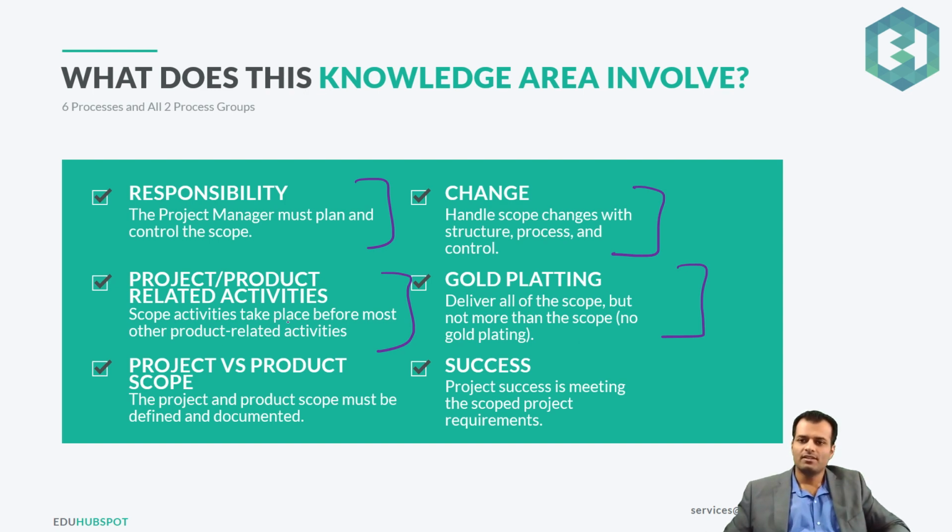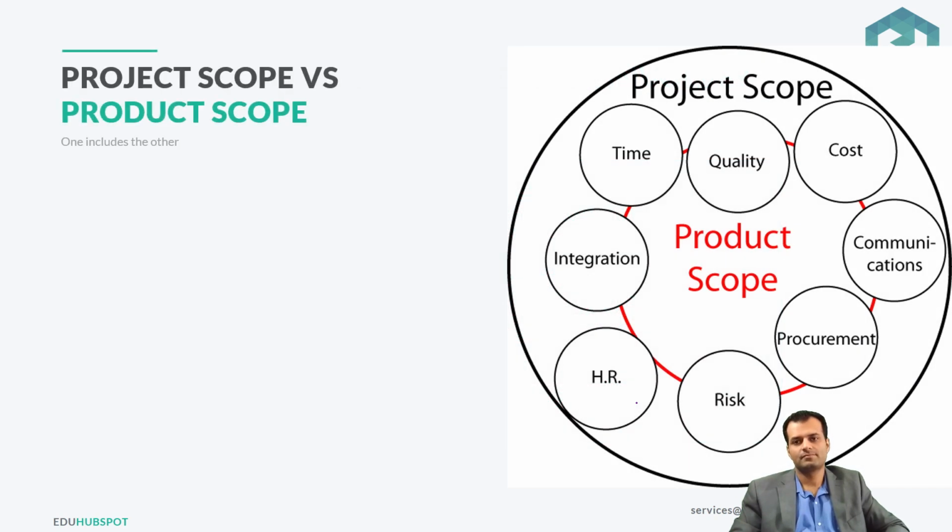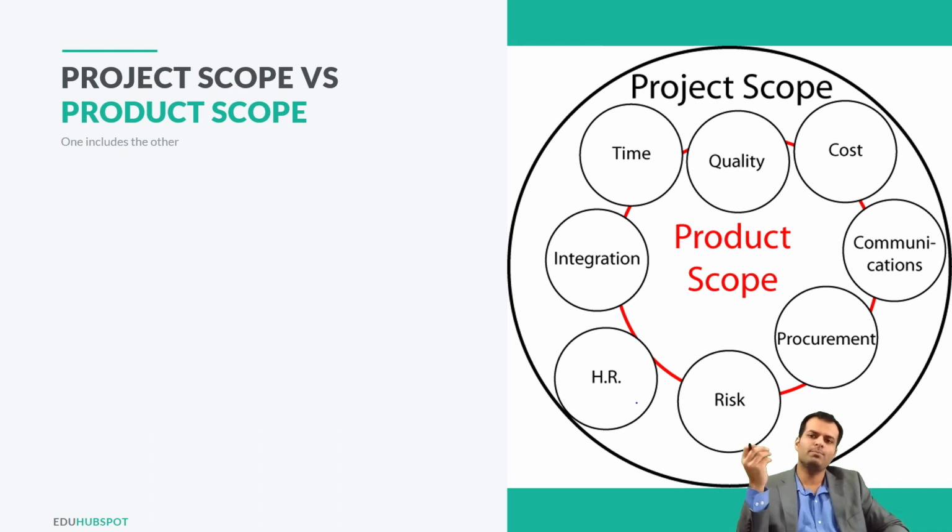Okay. Then project versus product scope, as discussed, we will be discussing that today. Project success is meeting the scope and project requirements, and remember, only the scope requirements, nothing extra, nothing less. Okay, so project scope versus product scope. I've been discussing this a lot.